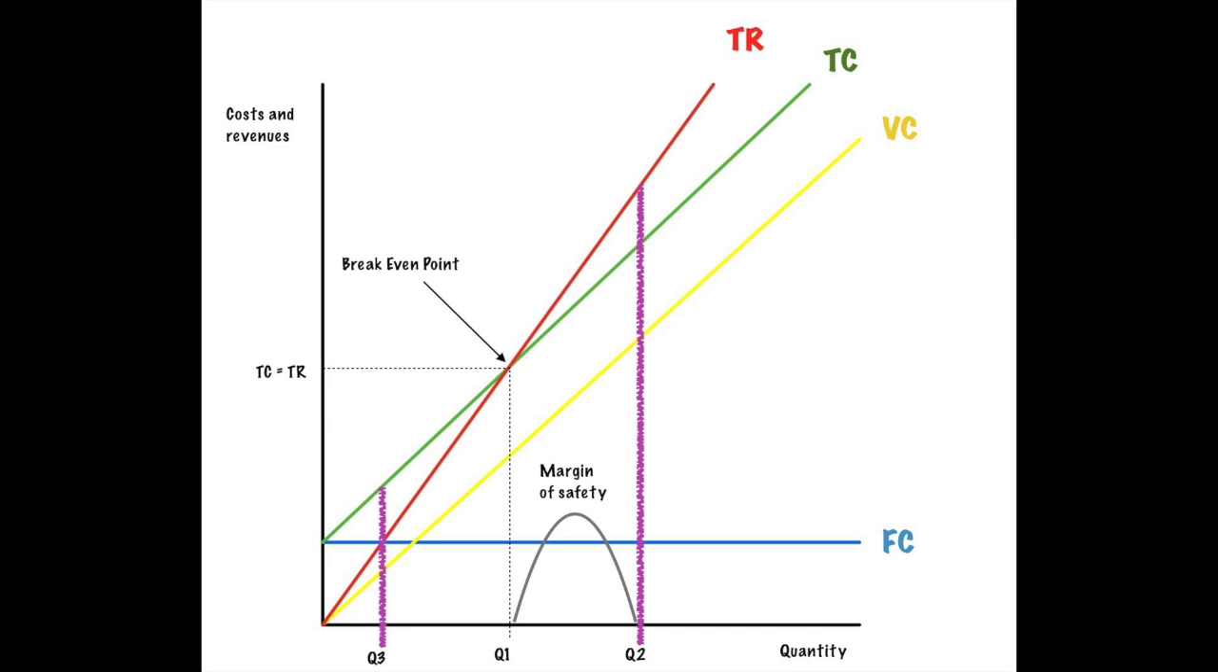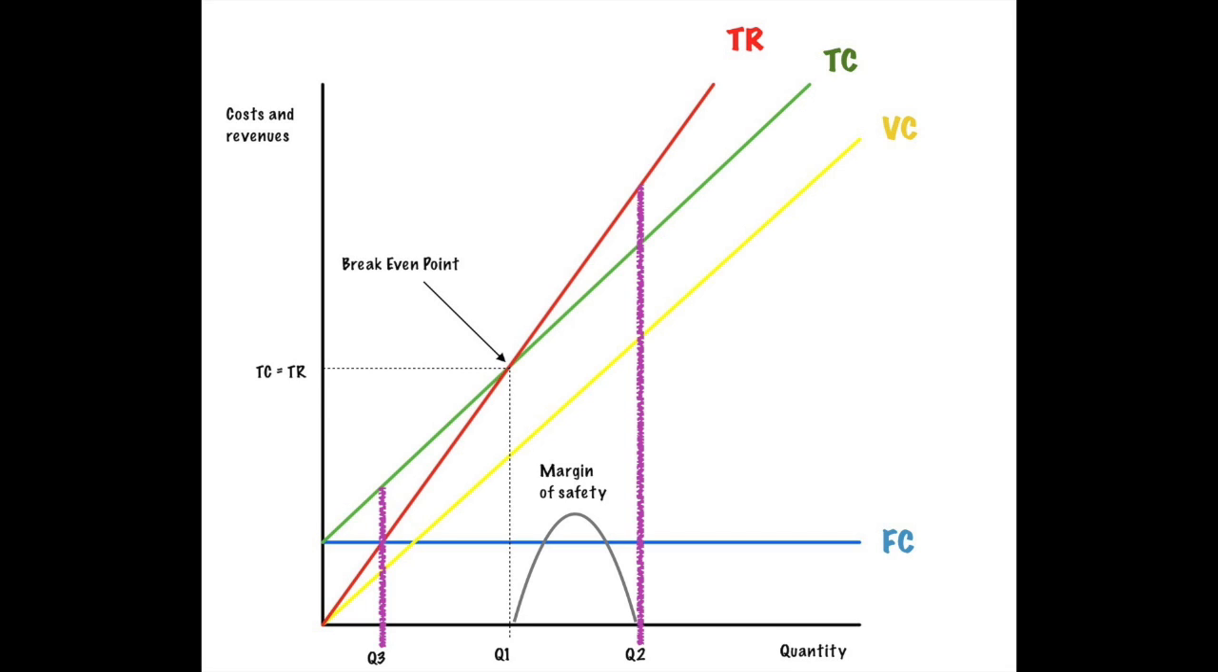This is because fixed costs remain the same no matter what quantity. Variable costs are rising at the same slope as total costs do, and they begin at zero. This is because variable costs are zero at zero quantity, because they depend on the quantity.